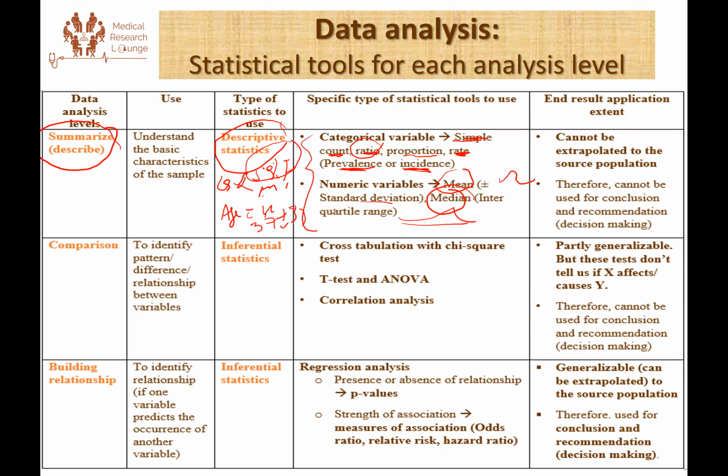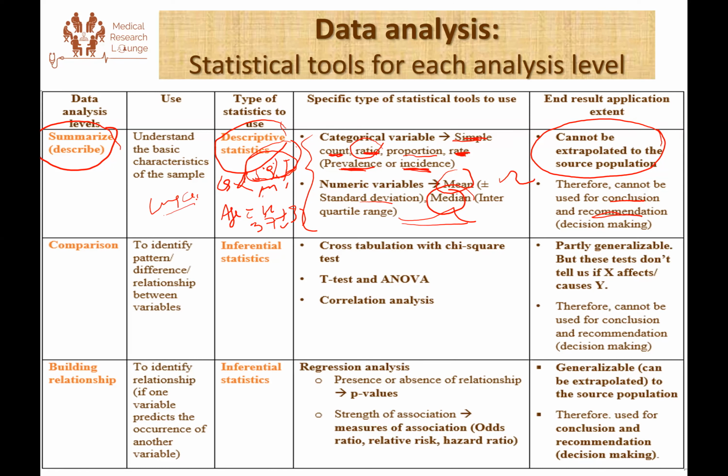And these are just simply to describe our data. They cannot be extrapolated to the source population and cannot be used for conclusion and recommendation. Please don't forget this. We don't give any sort of conclusion or recommendation based on the data that we get from descriptive analysis. For example, here we have 59% female. Let's say we are studying lung cancer, and just by coincidence, the majority of the population we studied are female. It doesn't mean anything. It doesn't tell us being female is associated with lung cancer. It's just a simple coincidence.